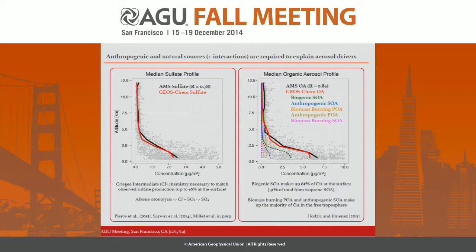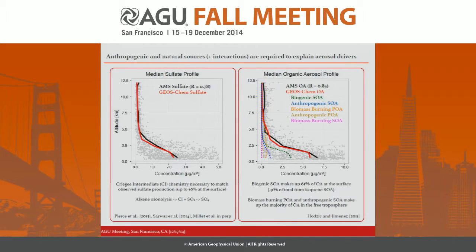And red is what we simulate with the GEOS-Chem chemical transport model. And the dotted lines here are the components that we simulate with the model. Here we're actually using an extension of a simple parameterization by Hodzic and Jimenez 2011. There were discussions earlier this morning about how much complexity we need in simulating organic aerosol. For our purposes, we were actually able to capture much of the variability. An R of 0.85 means that we were capturing about 75% of the variability in the data.